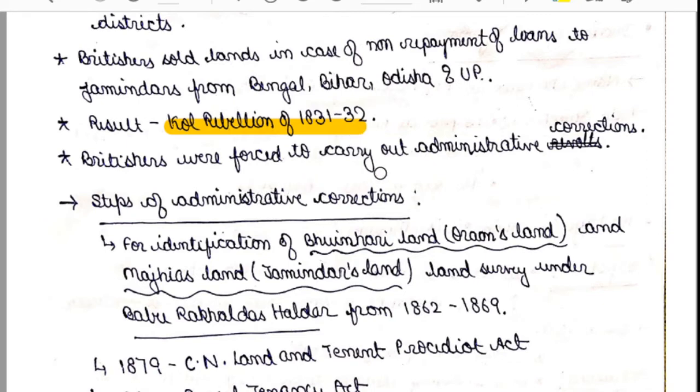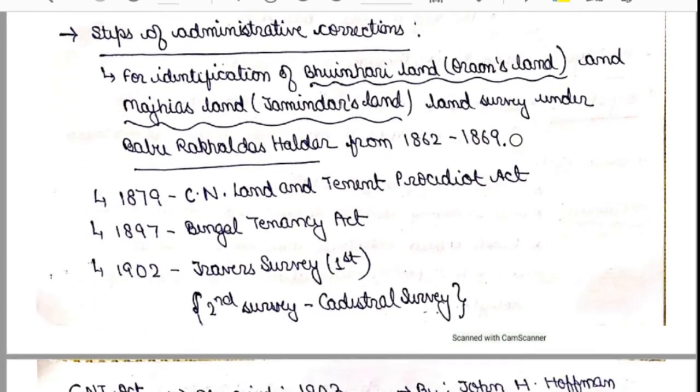Britishers were forced to carry out administrative correction. So as a result of the Coal Rebellion, the Britishers were forced to carry out administrative corrections. Now let's see what type of administrative corrections took place. For identification of Bhuihari land, that is Orao tribes' land, known as the Bhuihari land, and Majhias land, that is the Jamindar's land. So these two facts are very important. See, the Orao's land was known as Bhuihari land and the Jamindar's land was known as Majhias land.